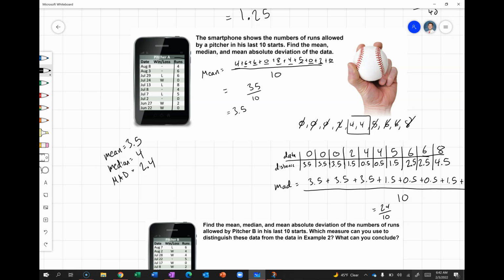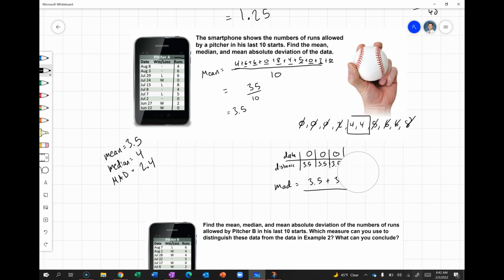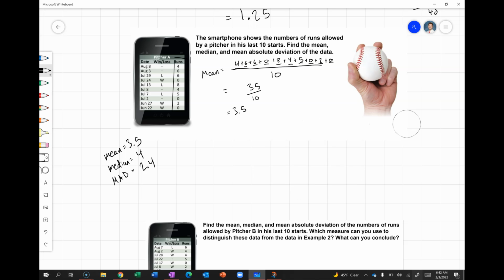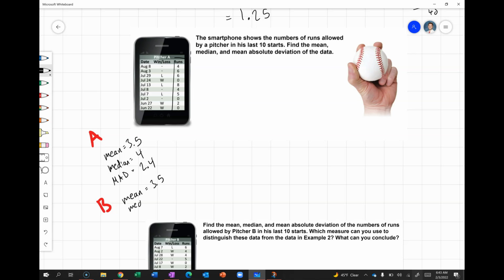Okay, now the next example gives us another picture and the runs he has allowed. Now, for the sake of time on this video, I'm not going to go through and calculate the mean, the median, and the mean absolute deviation again. Instead, I will just provide you with the numbers. So this one's picture A here. Now picture B also has a mean of 3.5 and a median of 4. But his mean absolute deviation is, I believe it was 1.4.